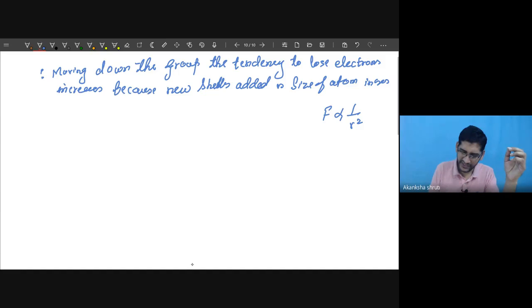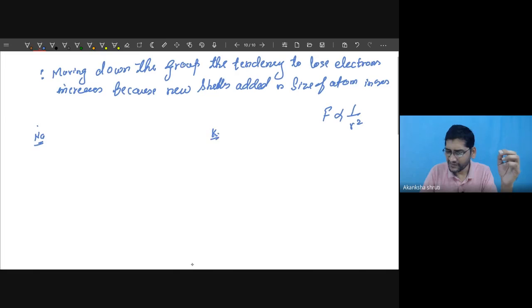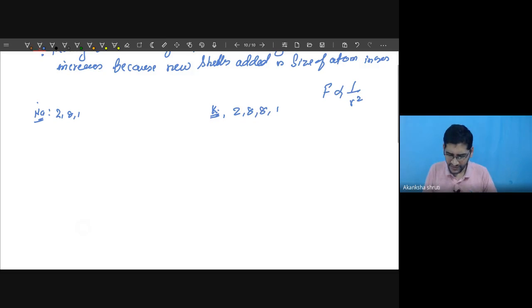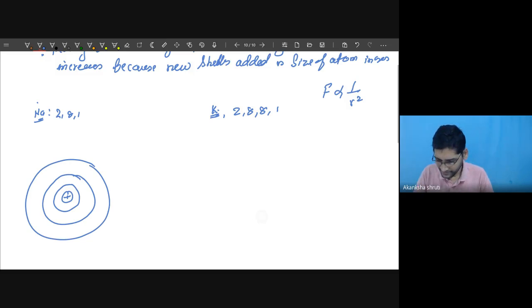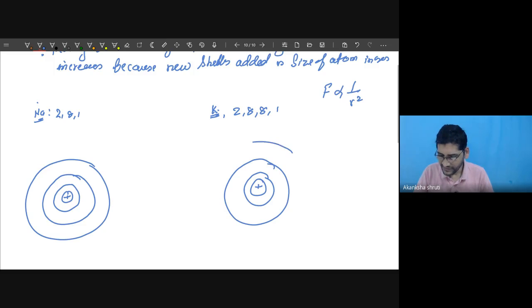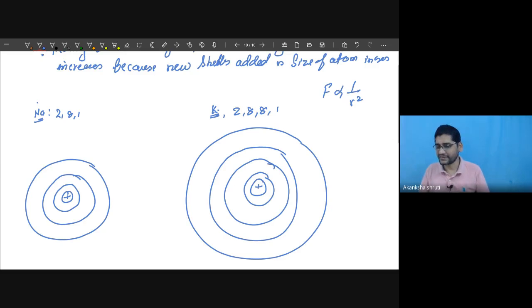So observe this. If we consider sodium and another as potassium, write down their electronic configuration: 2, 8, 1 for sodium. Sodium can be represented by the nucleus, with the K cell, L cell, M cell. But for potassium, we need to put the K cell, L cell, M cell, and even after this M cell, one more cell is there. So here we get that the size has increased.